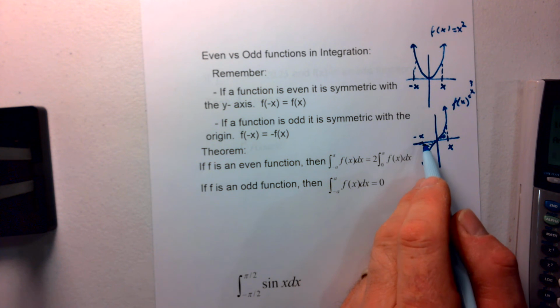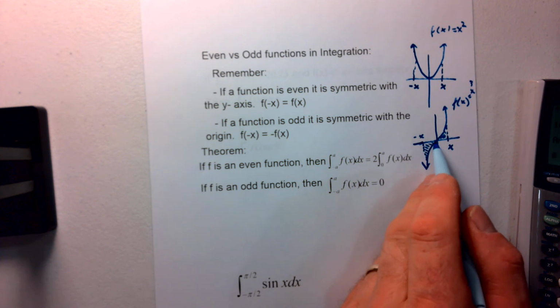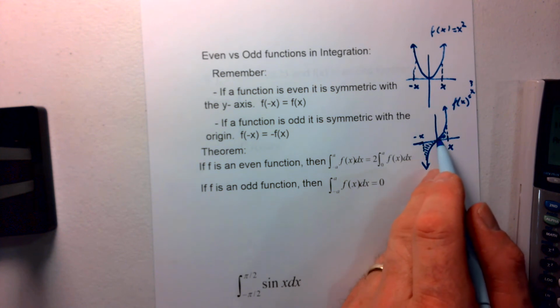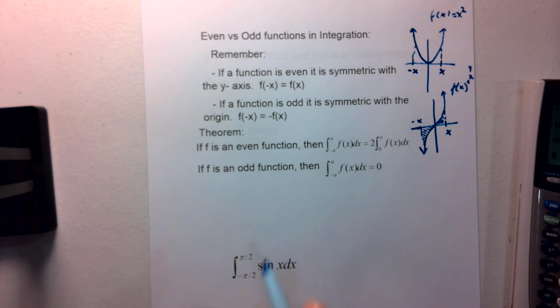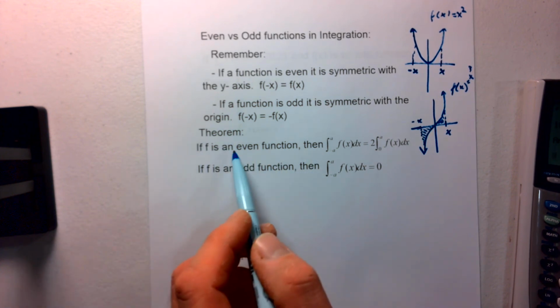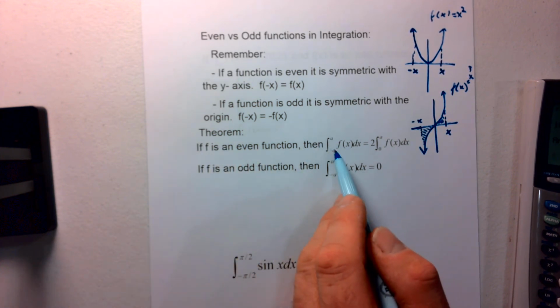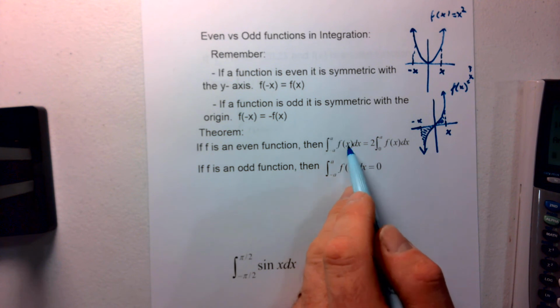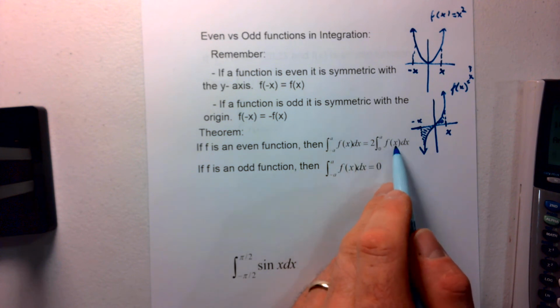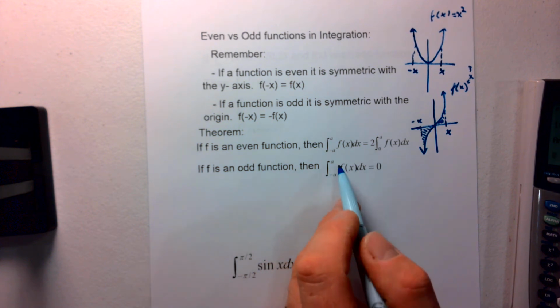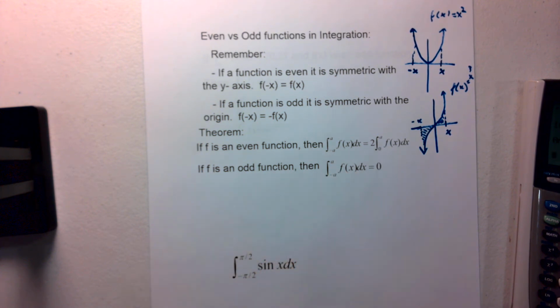Remember, when we integrate from negative x to 0, below the x-axis, it gives a negative value. And when we integrate above the x-axis, we get a positive. So two things that we can see. If we have an even function, and we go from negative a to a of f of x dx, it's equal to 2 times the integral from 0 to a of f of x. And an odd function from negative a to a is going to be 0.